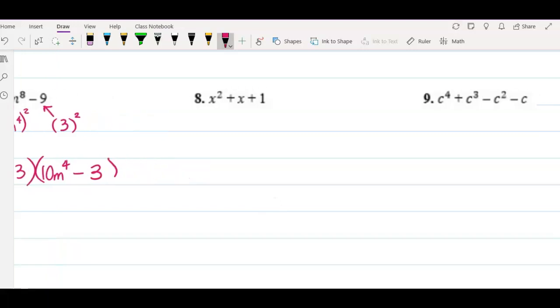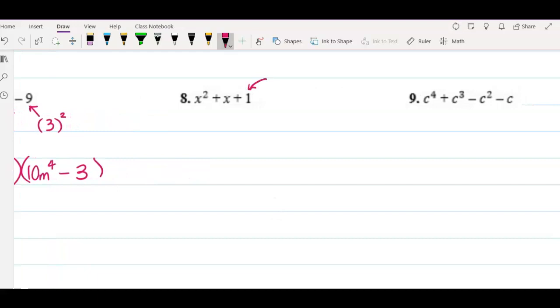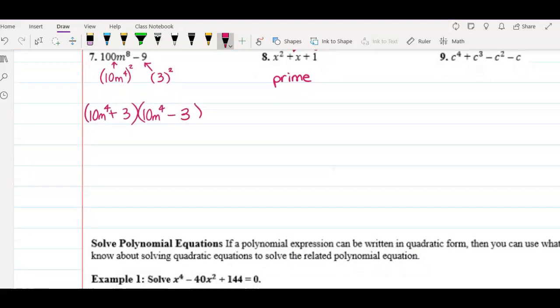Number 8, when we try to factor it, what multiplies to give me 1 and combines to give me 1? Nothing. So this is prime. We cannot factor that. That's as far as we can go.